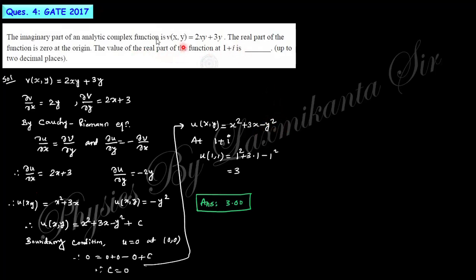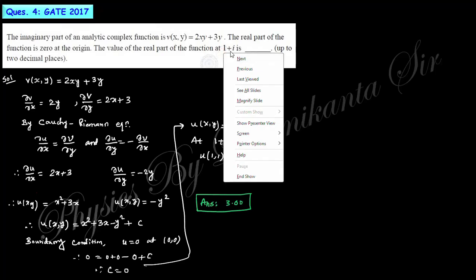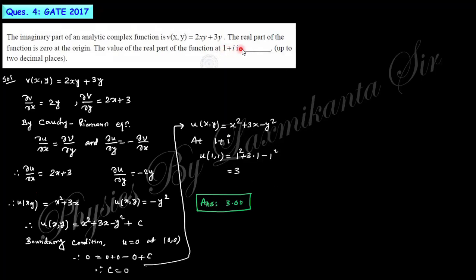Now you need to find the real part of this function at the point 1 plus iota times 1, that is, the value of x is 1 and the value of y is also 1. So the value of this real part at that point will be 3. So the answer will be 3.00.